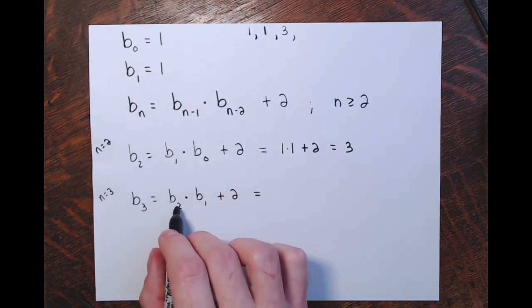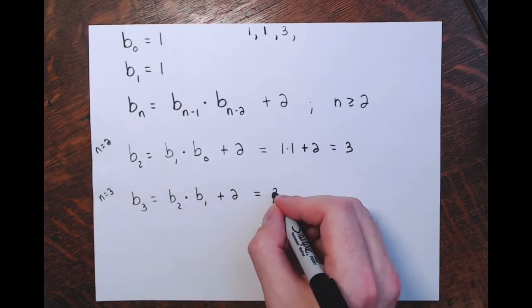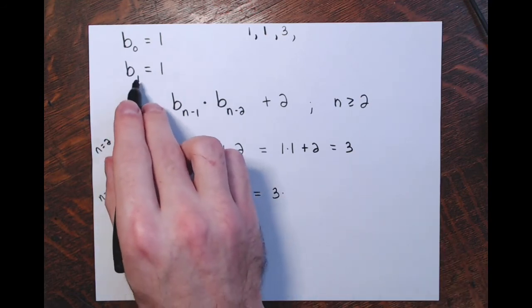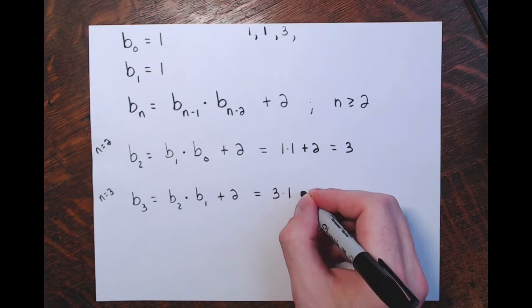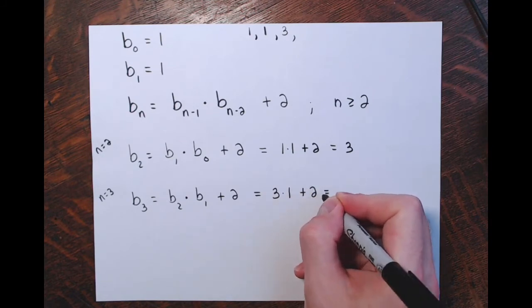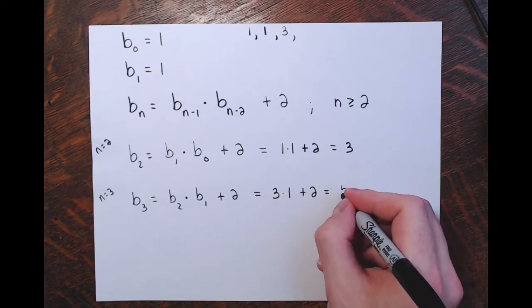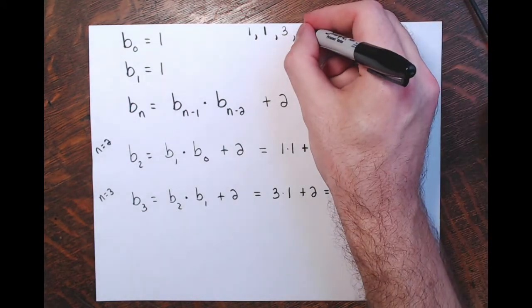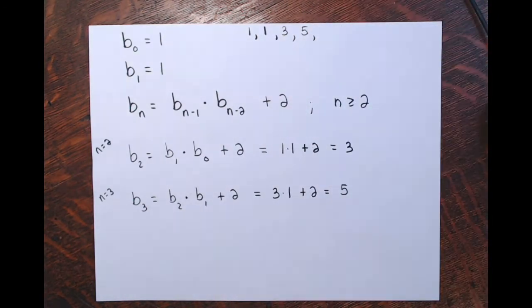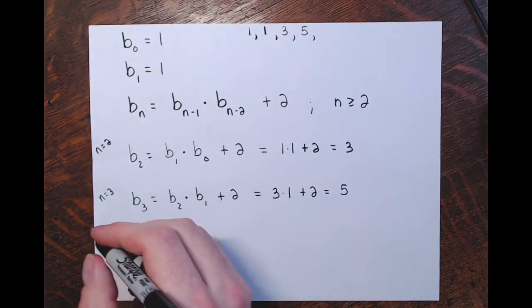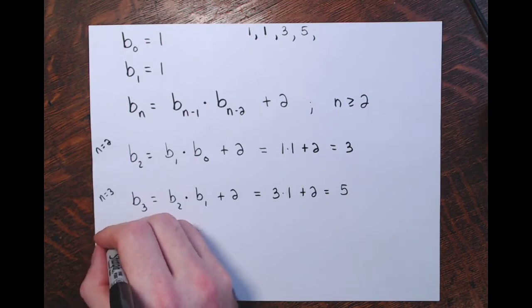And then what's b2? That was 3 times b1, which was given to us as 1, and then plus 2. 3 times 1 is 3, plus 2 is 5. All right, so the next term in this sequence is 5. I'll do one more. N equals 4.